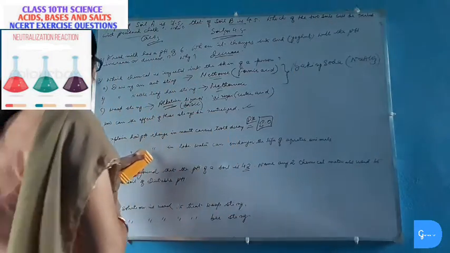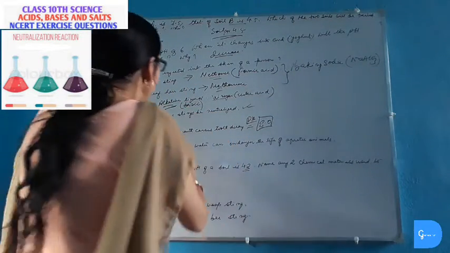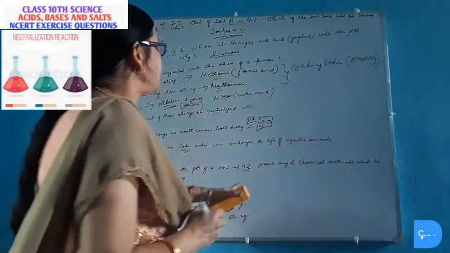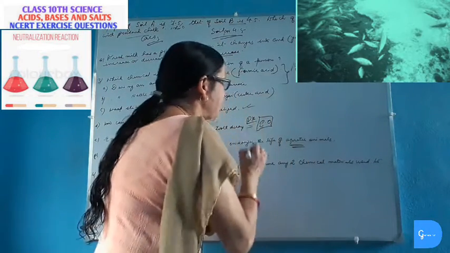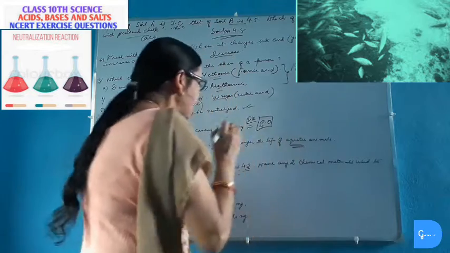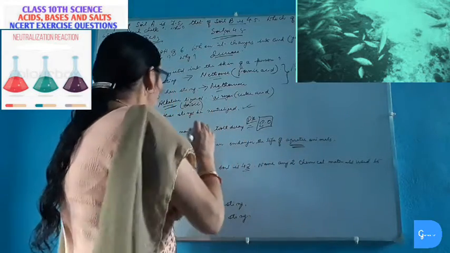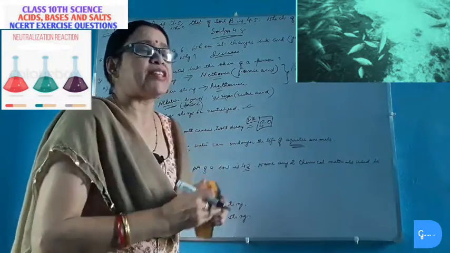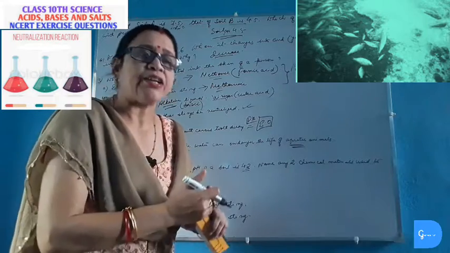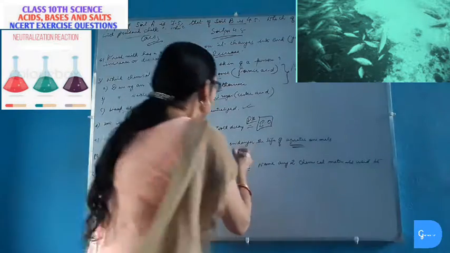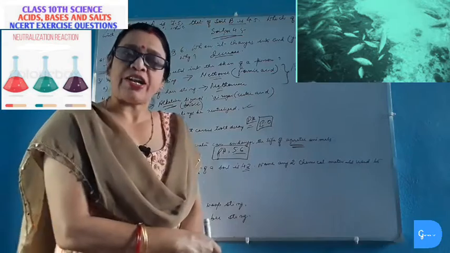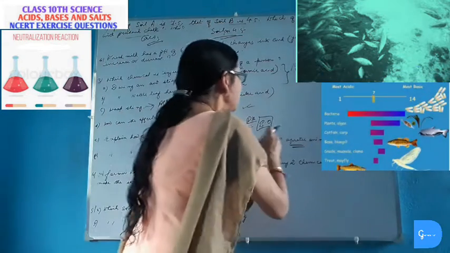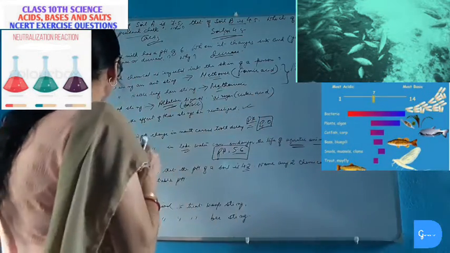Explain how pH change in lake water can endanger the life of aquatic animals. Aquatic animals can survive within a very narrow pH range. Thus, when the pH of lake water decreases, that is when the lake water becomes acidic due to acidic rainfall, the pH of the lake becomes 5.6. It kills the aquatic animals and thus endangers the life of the aquatic animals.